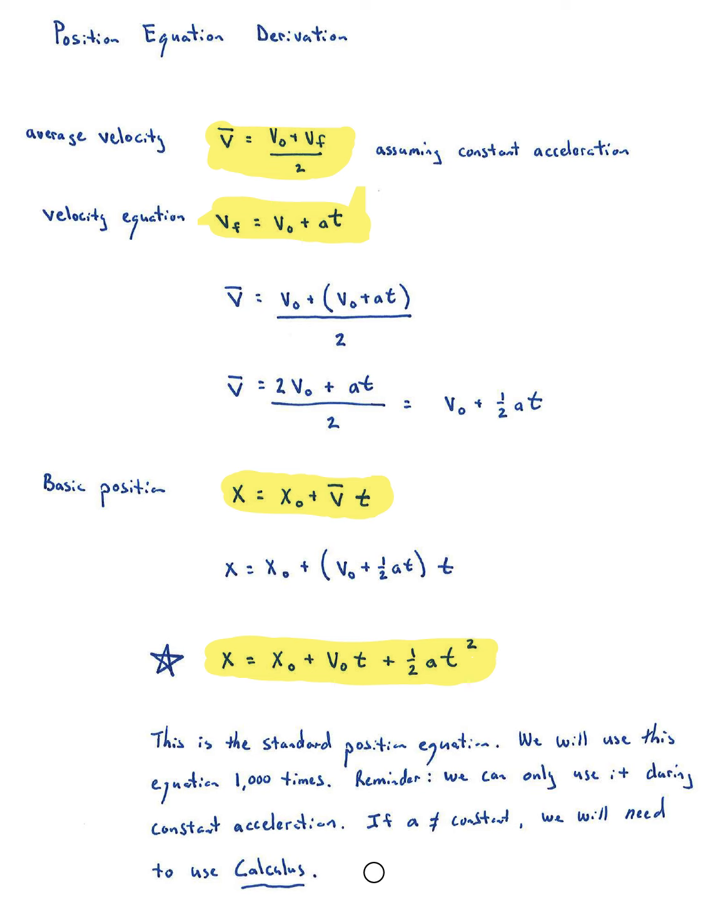And just as a reminder, I write it here, this is the standard position equation. We will use this equation 1,000 times. We can only use it during a constant acceleration. If the acceleration is not constant, we will need to use calculus. Again, algebra works in almost every scenario in science and math if it's constants. A constant increase, nice and easy, back to 3rd grade, right? Distance equals rate times time. That only becomes void if the rate is non-constant. If you're not increasing something by a constant, then everything requires calculus.